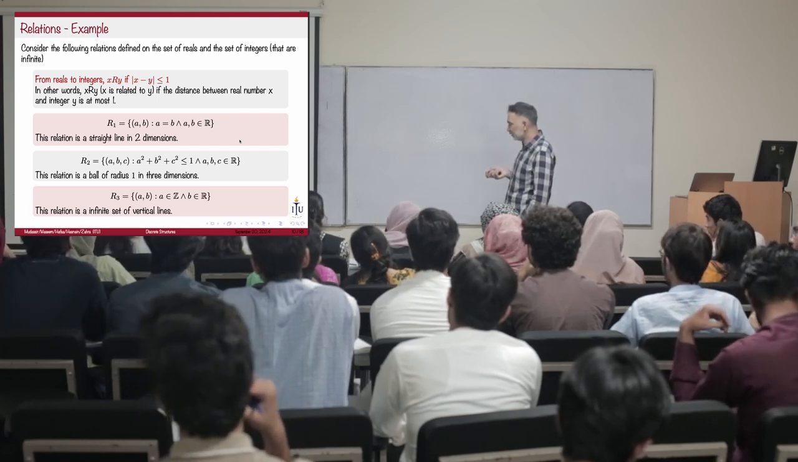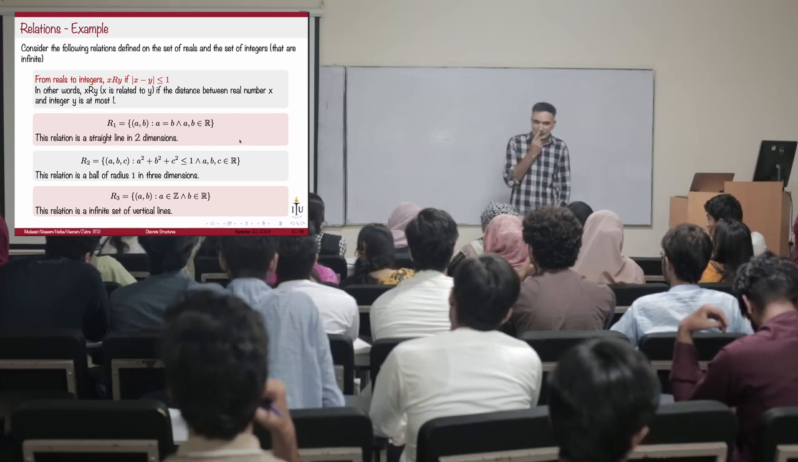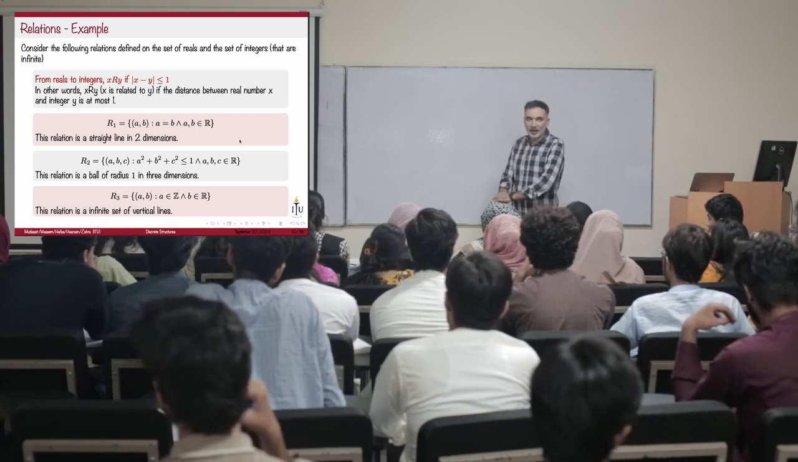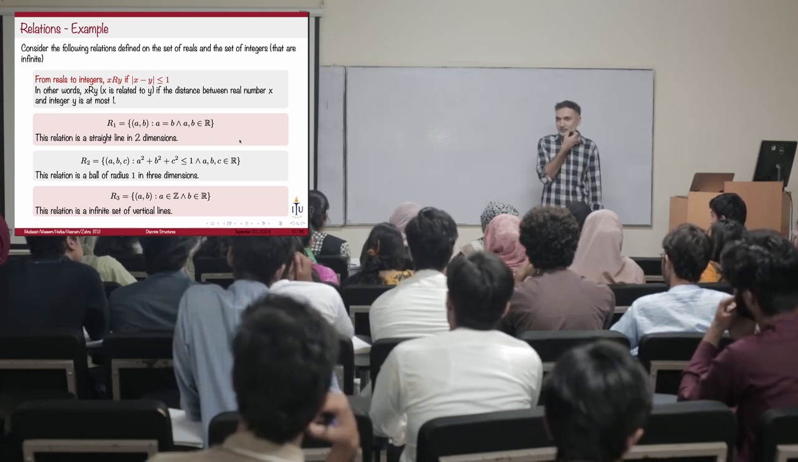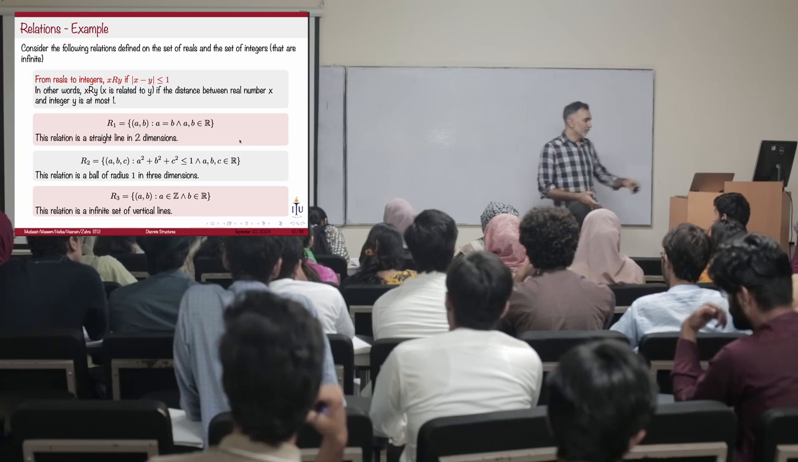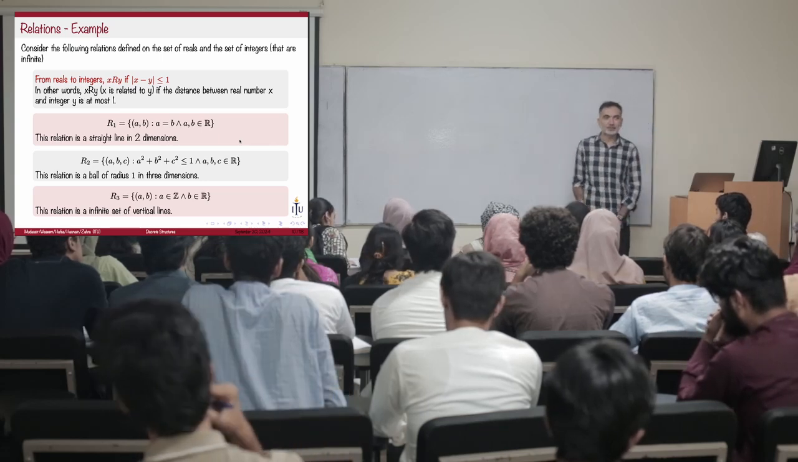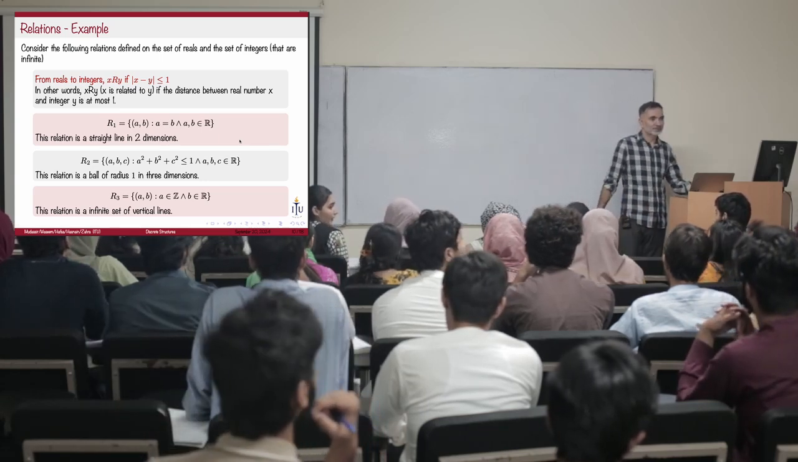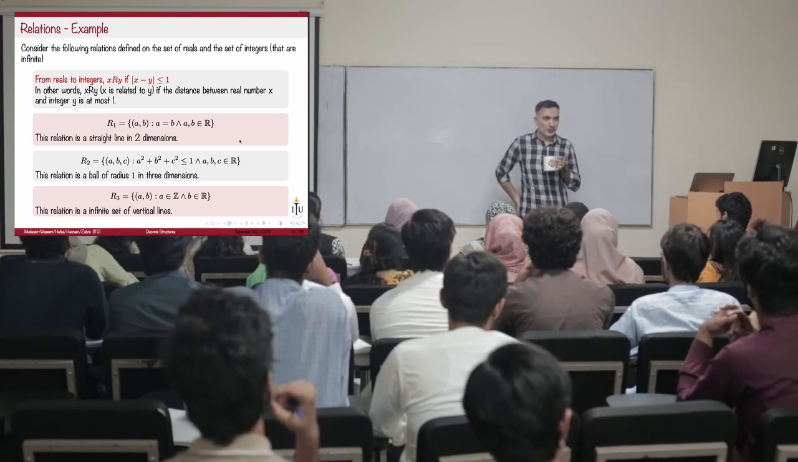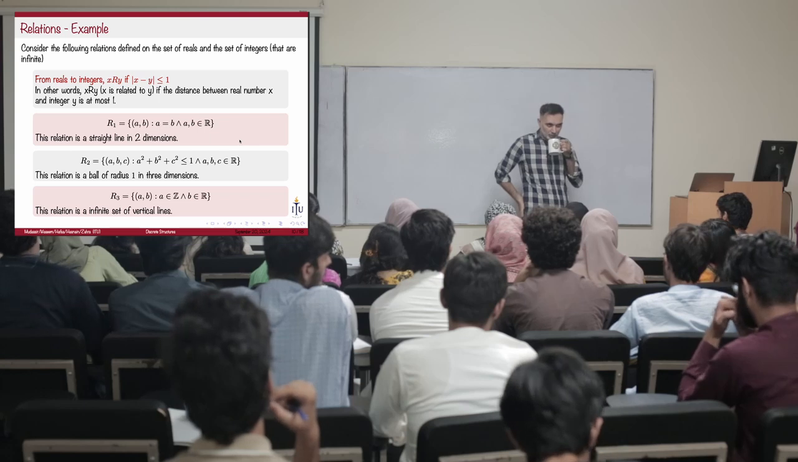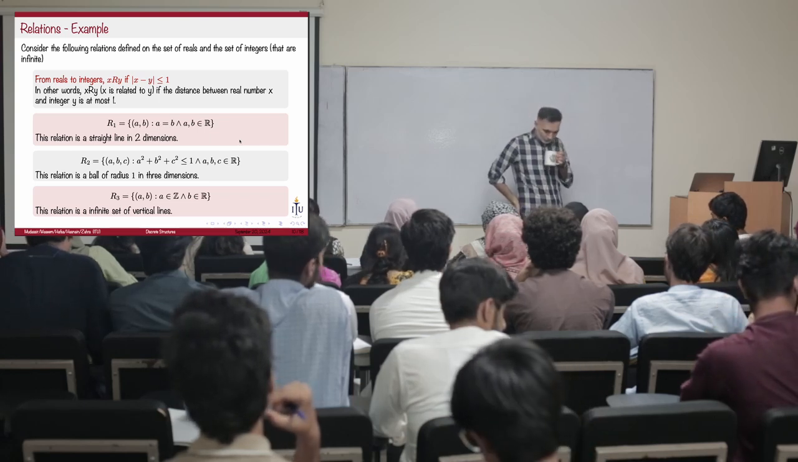Cool. It defines a set of vertical lines, an infinite set of vertical lines. Are these relations clear to all of you? No? Yes? No? Questions? Yeah, Hanan. On the last slide, the greater than or less than or equal to, what's the difference?